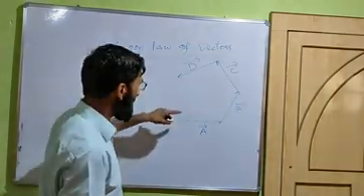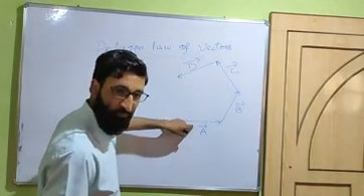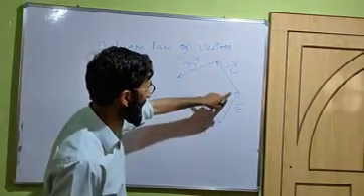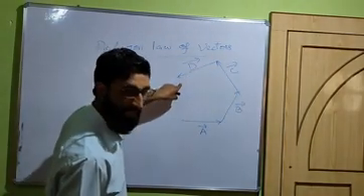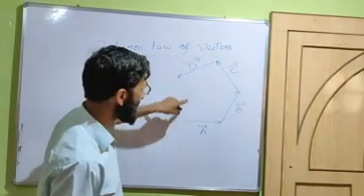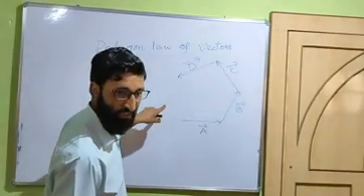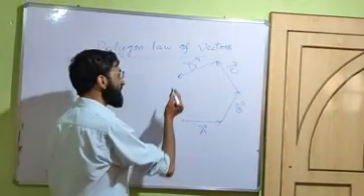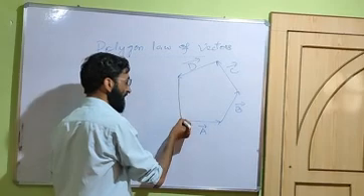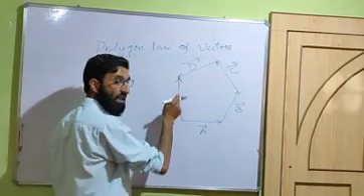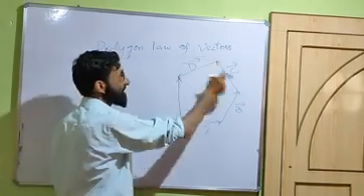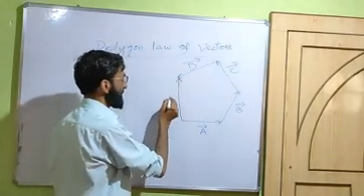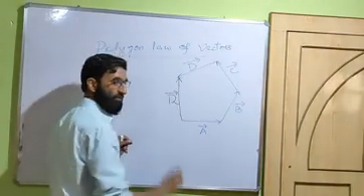Clear? We represent these 4 vectors by 4 sides of a polygon taken in same order. Tail, head, tail, head, tail, head and tail. That means they are in same order and they are represented by 4 sides of a polygon. Then the closing side of this polygon taken in opposite order represents the resultant of these 4 vectors.